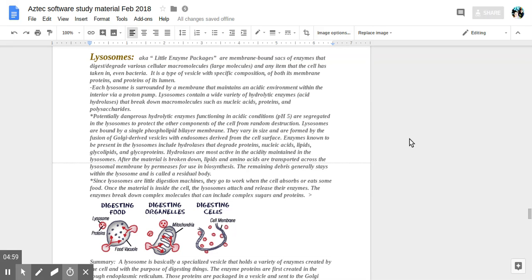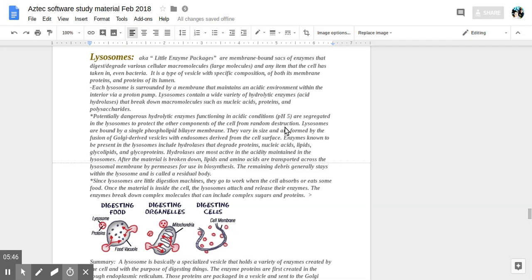They have potentially dangerous hydrolytic enzymes functioning in acidic conditions, or pH of 5. These are segregated in the lysosomes to protect the other components of the cell from random destruction. Lysosomes are bound by a single phospholipid bilayer membrane. They vary in size and are formed by a fusion of Golgi-derived vesicles with endosomes derived from the cell surface, which are protein fiber subunits of the cytoskeleton.